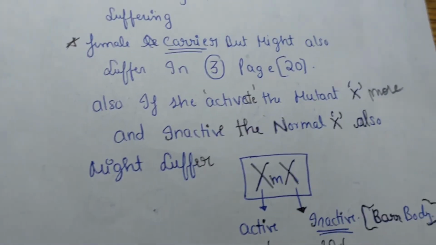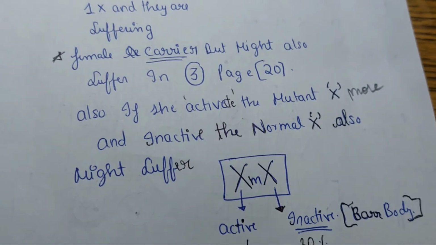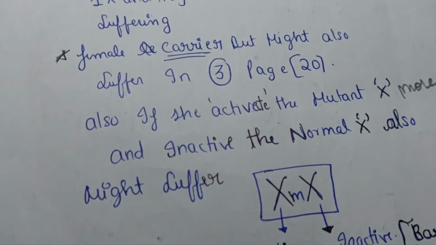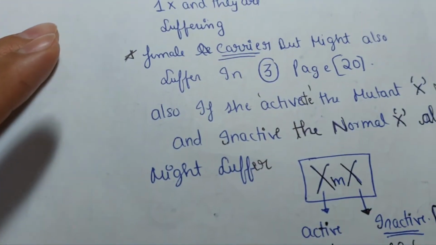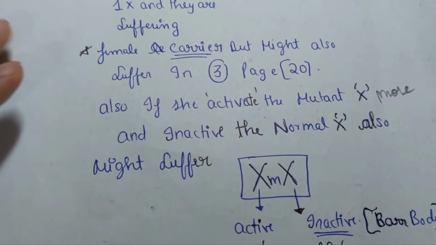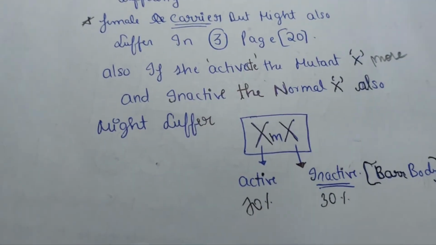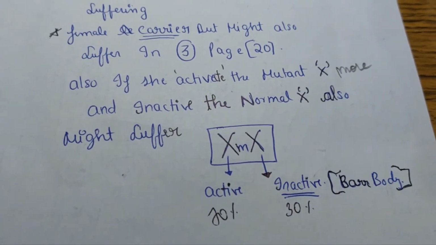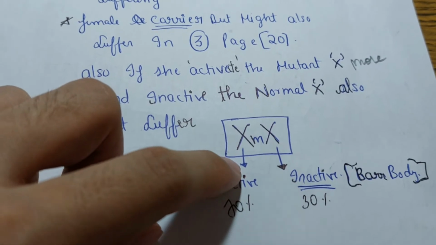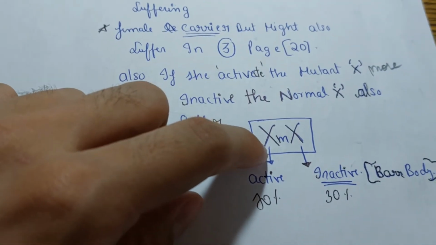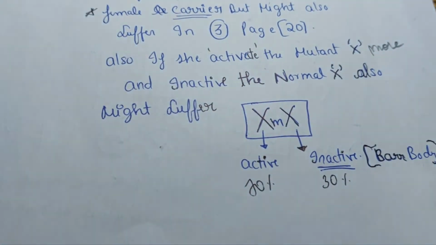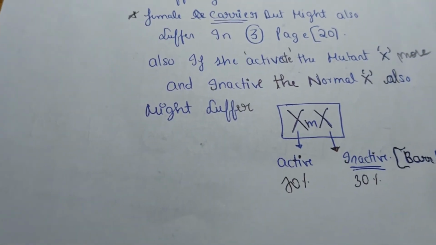Sometimes it happens that the carrier females of an X-linked recessive disorder, for example, like we saw in this cross, can also be affected. How? We know that females have two X chromosomes. So we should know that in their body some 50% of the cells should have the paternal X chromosome functional, and some 50% should have the maternal X chromosome functional.